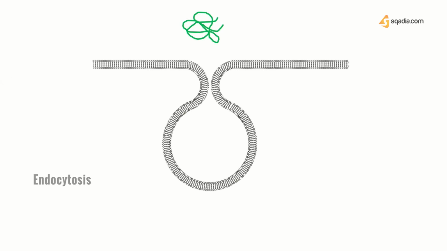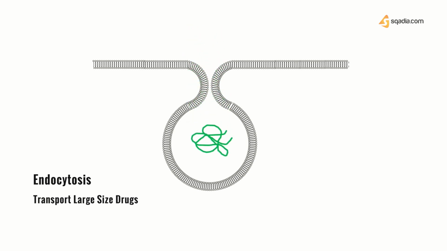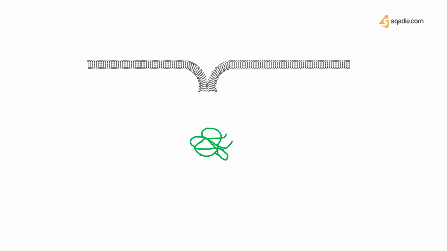Heading on to endocytosis. This type of absorption is used to transport drugs of exceptionally large molecular size across the cell membrane. Endocytosis involves the engulfment of a drug by the cell membrane and transport into the cell by pinching off of the drug-filled vesicles.